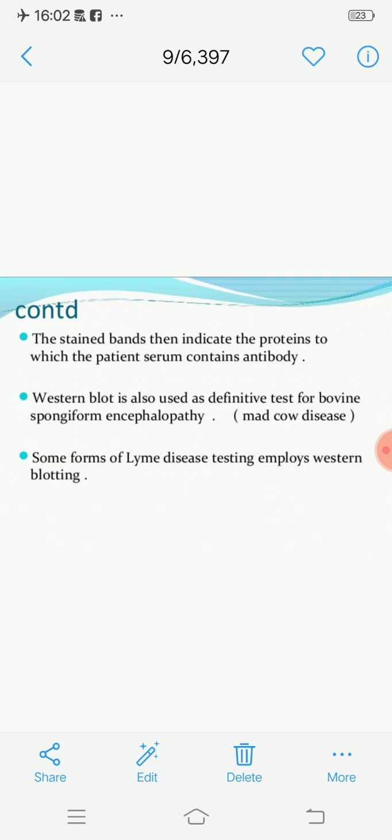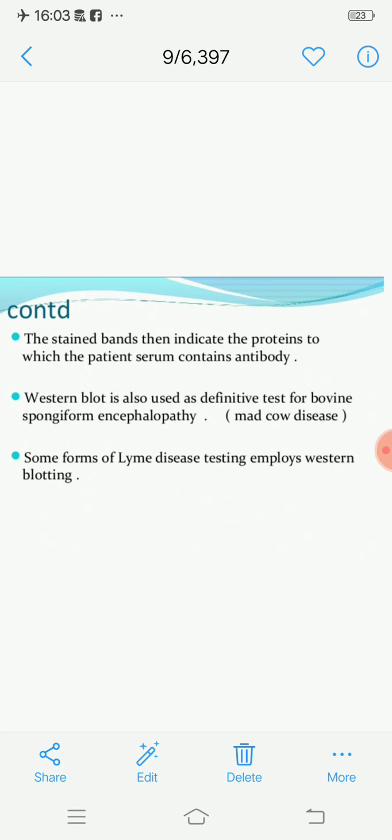The stained bands indicate the proteins to which the patient's serum contains antibody. It is also used to detect different types of diseases, as I told you, like bovine spongiform encephalopathy, also known as mad cow disease. Okay, what is meant by mad cow disease?